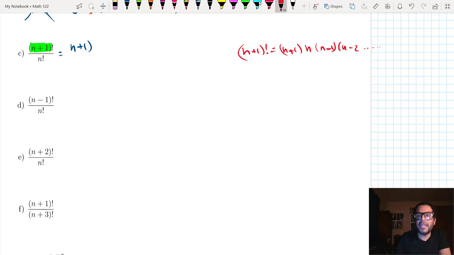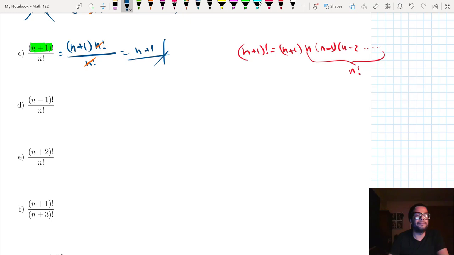However, I'm not going to write everything. I'm going to take advantage of this, which is n factorial, to rewrite n plus 1 factorial as n plus 1 times n factorial. The reason why I stop there is because I have another n factorial in the denominator. Boom, boom. Cancel out. N plus 1. Final answer.